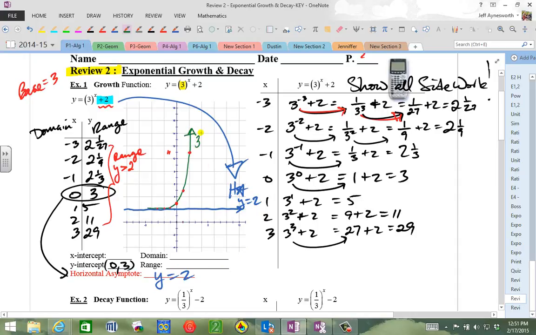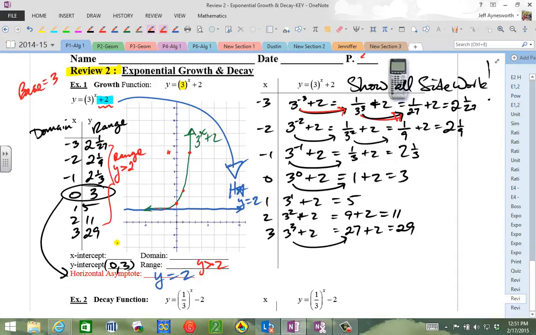This is 3 to the x plus 2. That plus 2 raises the horizontal asymptote from y equals 0 to y equals 2. It raises everything up 2 units. So keep that in mind. The range, the y values, all y values, look at them all, they're all bigger than 2, right? Because they're above the horizontal asymptote.